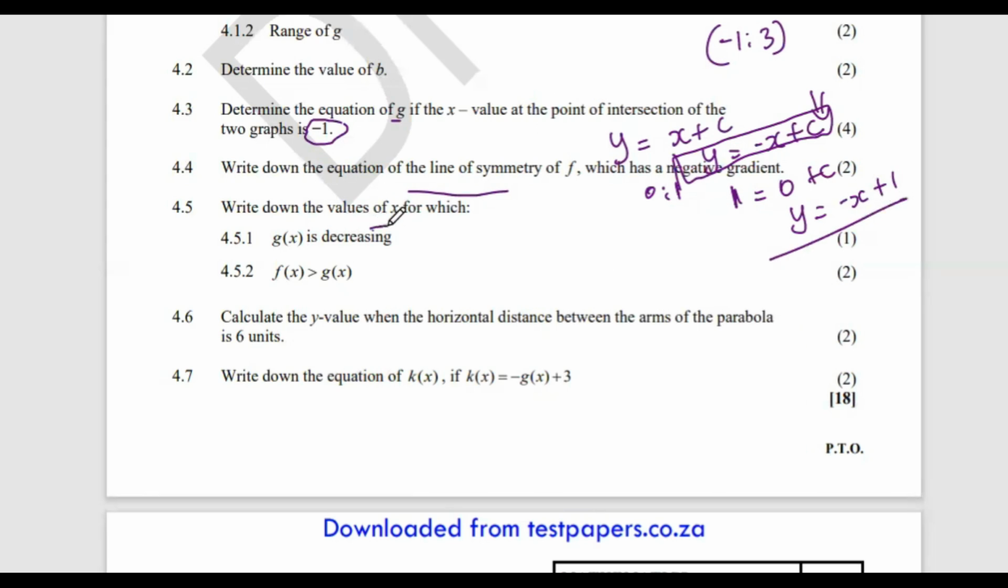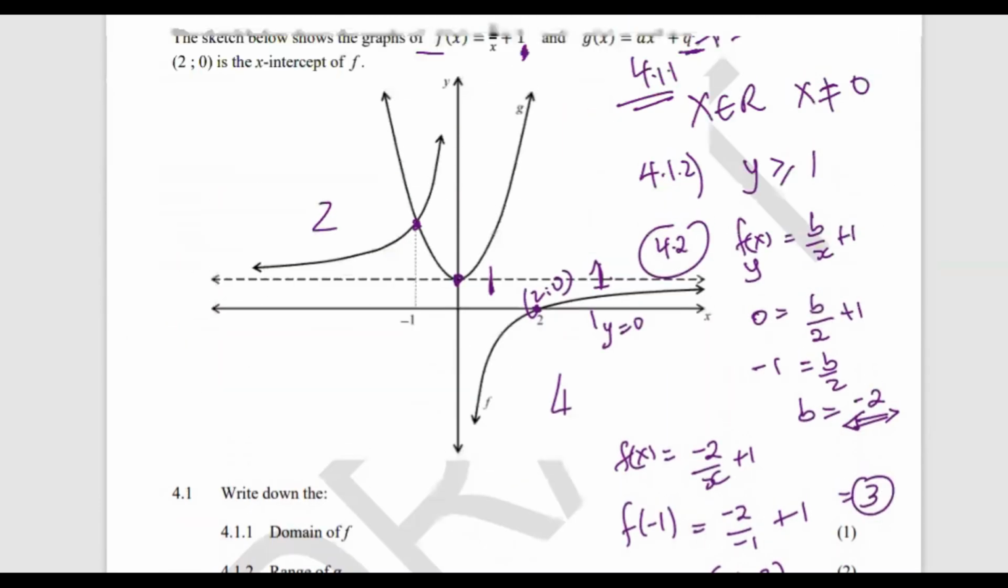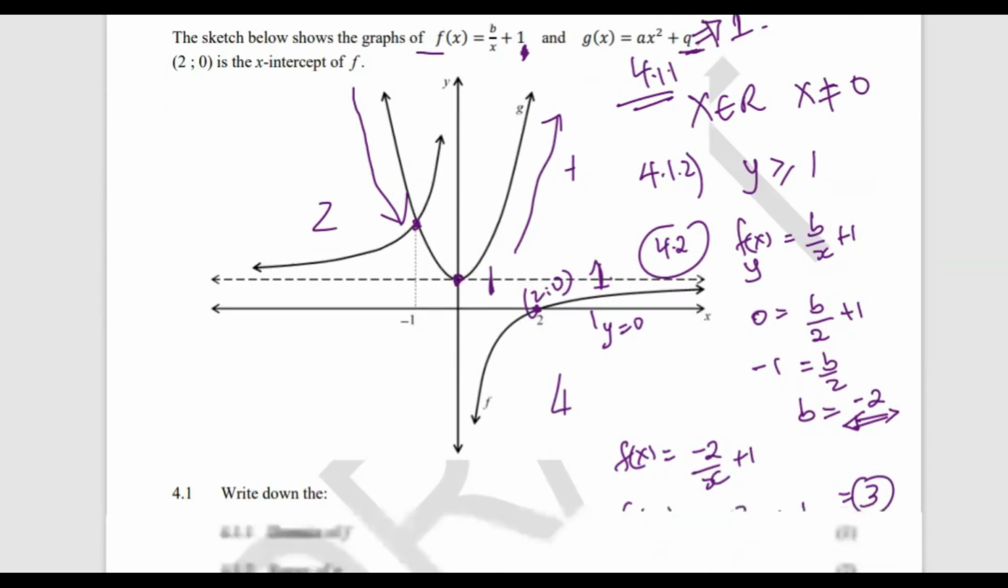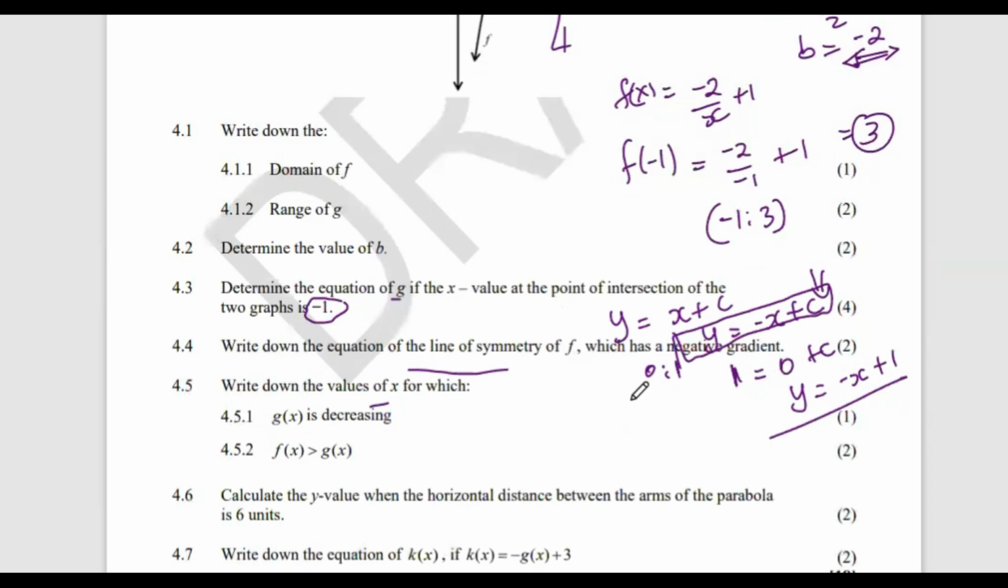Then for what values of x is g decreasing? Where is g decreasing? When it is moving in this direction, that is a decrease. When it's moving that direction, that is an increase. So it's decreasing on the left side of the y-axis. So we're going to say that x must be less than 0.